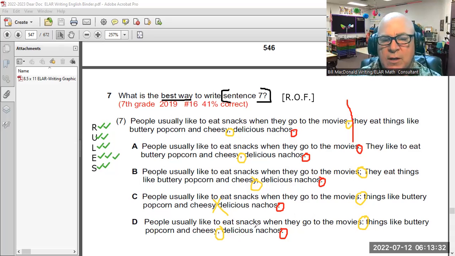A, capital. People usually like to eat snacks when they go to the movies, period. So what did that one do? It put a period instead of a comma. It stopped the street at the end of the thought. Capital they, the people, the new subject is a pronoun, like to eat buttery popcorn and cheesy, delicious nachos.